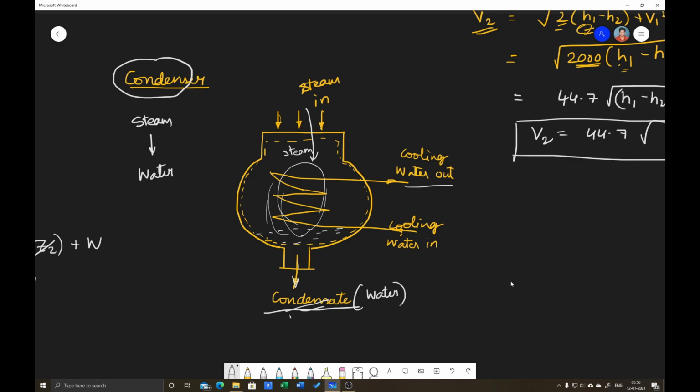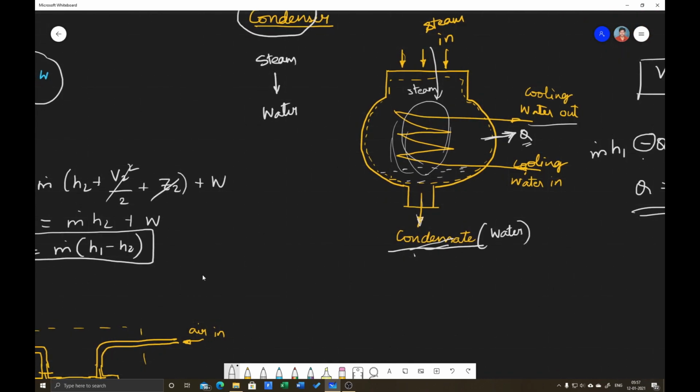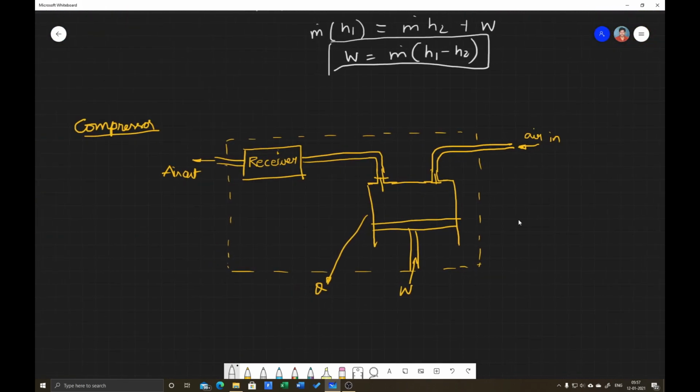Okay. Here also there is no kinetic energy, no potential energy, and also no work. Only heat is getting out of the system. So here it is getting out of the system, which means negative. So m dot into H1 minus Q is equal to m dot into H2. So Q is equal to m dot into H1 minus H2. You have to remember this negative sign. Why? Because heat is getting out of the system. So Q is equal to m dot into H1 minus H2. This is the expression to calculate the amount of heat rejected from a condenser.